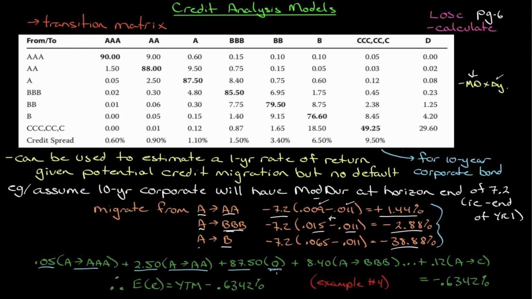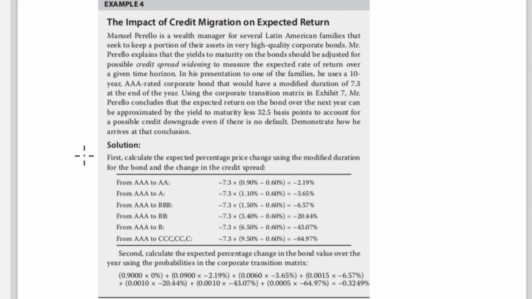87.5% probability that nothing will happen, and we just keep going along, and here's what we get, negative 0.6342%. So our expected return will be our yield to maturity minus the 0.6342%. Really simple. Let's do a walkthrough of example 4. Example 4 is an example just like this.